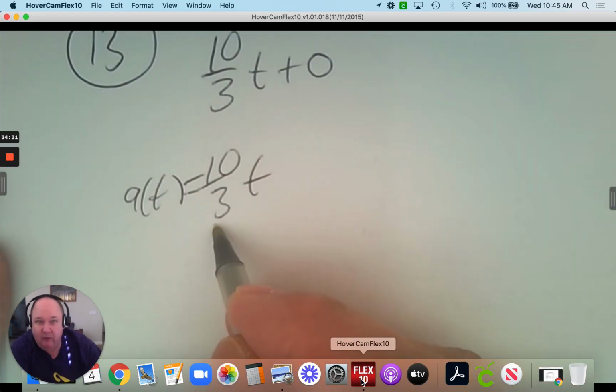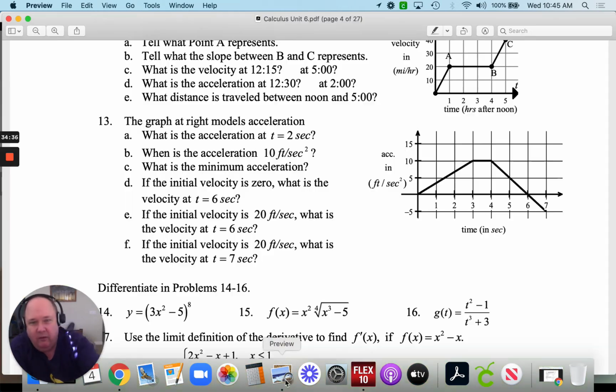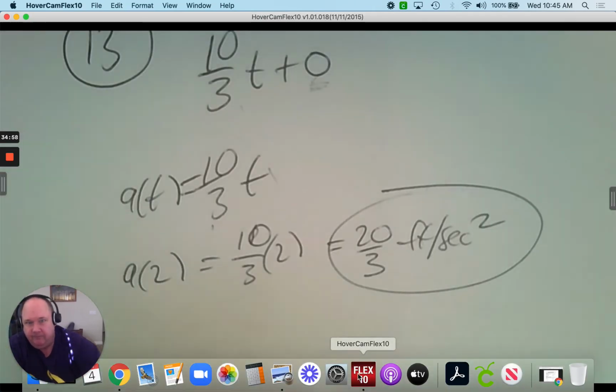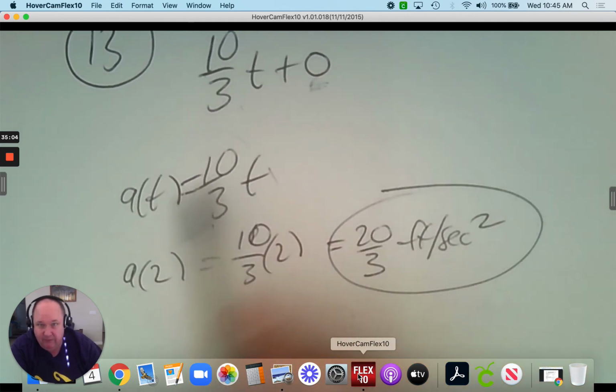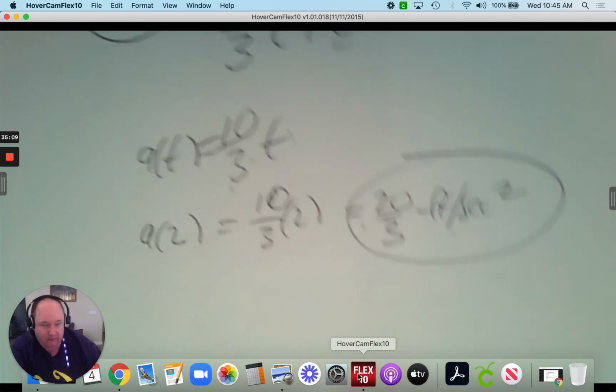So up 10 over 3, that's the slope. The y-intercept 0, where it started at. And then it said, at what time? At 2 seconds. So plug in 2. And you get 20 over 3 feet per second squared. Just double checking the answer key. Yep. So first, find the equation of that line, slope, y-intercept. Then plug in 2 into that equation, and you get 20 over 3, and those are the units.